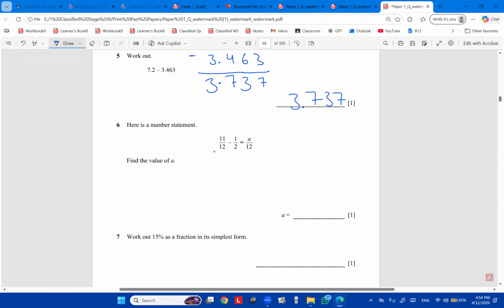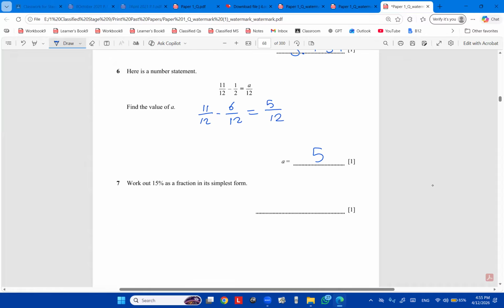Here, we need to make the denominators the same. So 11 over 12 stays the same, minus the 2 gets multiplied by 6, and the numerator also gets multiplied by 6, equals 5 over 12. So the A is 5. Don't go and write 5 over 12. The A only is 5.